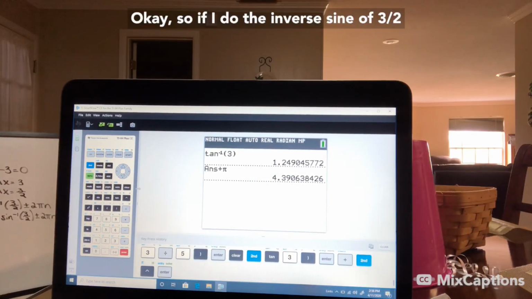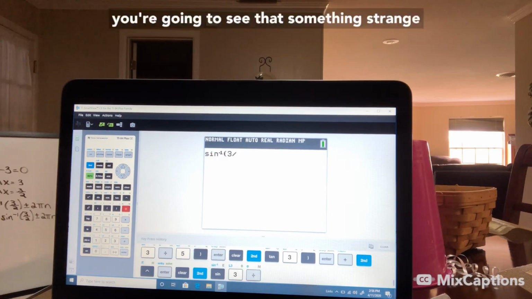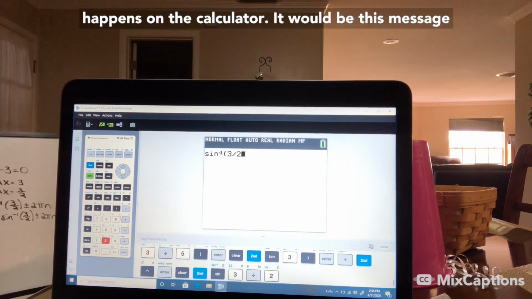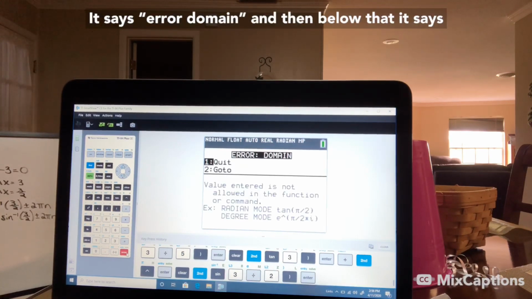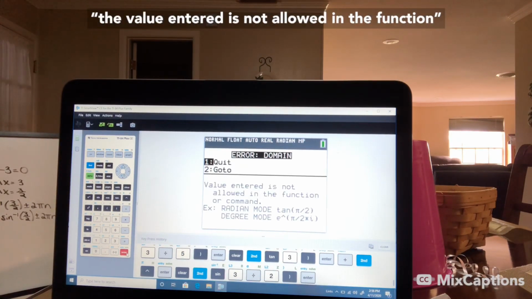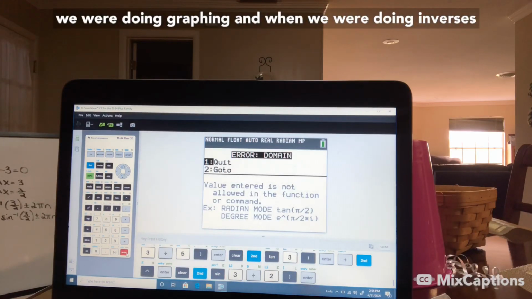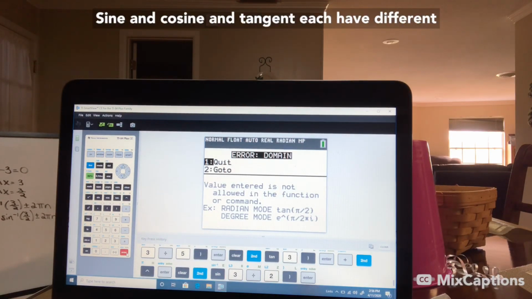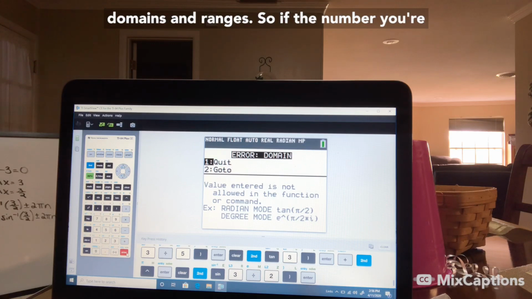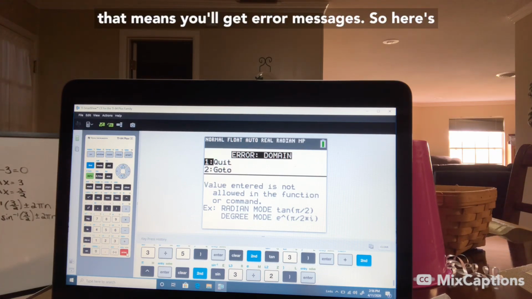Okay, so if I do the inverse sine of 3/2, you're going to see that something strange happens on the calculator. It would be this message. It says error domain, and then below that it says the value entered is not allowed in the function or command. So you have to remember back when we were doing graphing and when we were doing inverses, sine and cosine and tangent each have different domains and ranges.